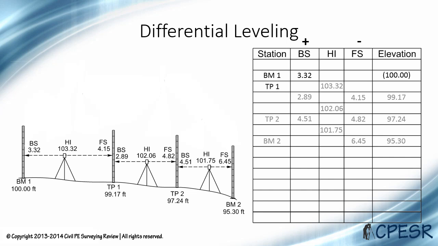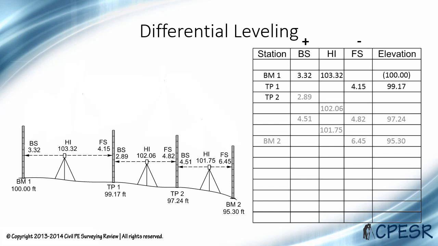TP1 they put right under BM1, okay? And as usual, we have this BM1, so 100 plus 3.32 will give us our HI, which goes right next to BM1. And then the foresight goes on TP1, which is a subtracted value from the HI, and that gives you your elevation. So essentially what's happening here is that since you go into the backsight on BM1, that goes next to BM1. The HI goes next to BM1 also because you haven't quite gotten the TP1 yet, and then the foresight is on the TP1 rod. And then if you subtract the foresight from the HI, you get that 99.17.